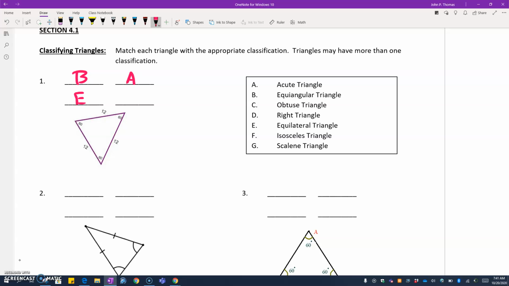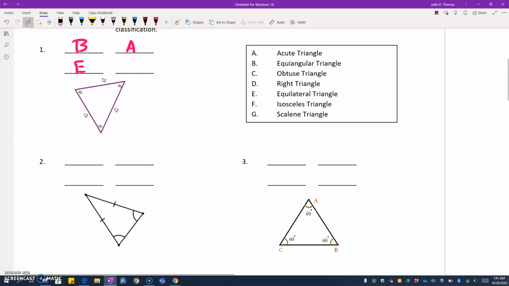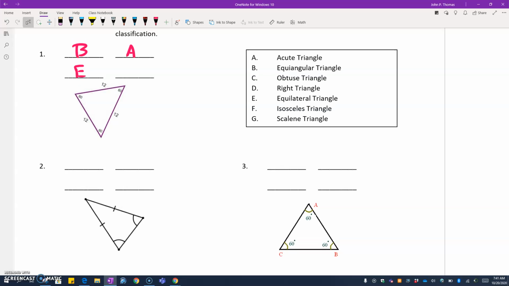Isosceles, there are 2 sides congruent, but it's all 3, so we're going to leave that with the classification of equilateral rather than isosceles. And then scalene, all sides are different. So B, A, and E would be our choices for number 1. If I go to number 2, first thing, all those angles are clearly less than 90, so we have an acute triangle. All right, it is not equiangular. It is not obtuse. It's definitely not a right triangle. It's not equilateral, but it is isosceles because we have 2 side lengths that are marked the same.